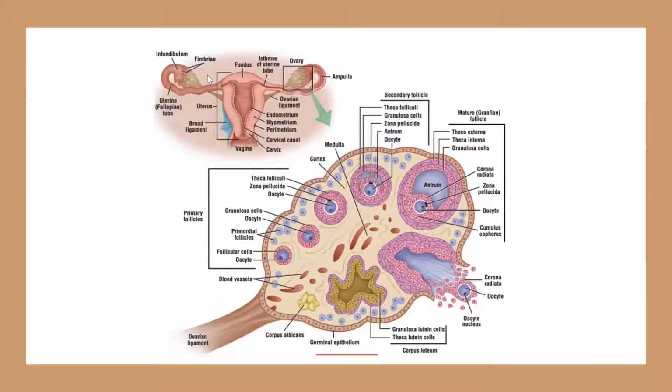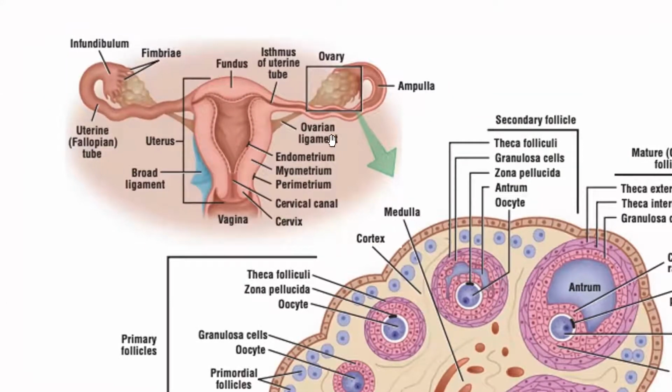In this slide, you can see the female reproductive system. You can see the ovary, you have the oviduct or fallopian tube, you can see the infundibulum and fimbria. This region is called the ampulla, and the last part is the isthmus. You can see the uterus with its fundus, body part, and cervix. The wall of the uterus has endometrium, myometrium, and perimetrium. The ovarian ligament can attach the ovary to the uterus, and the broad ligament can attach the ovary, oviduct, and uterus together and to the wall of the pelvis.